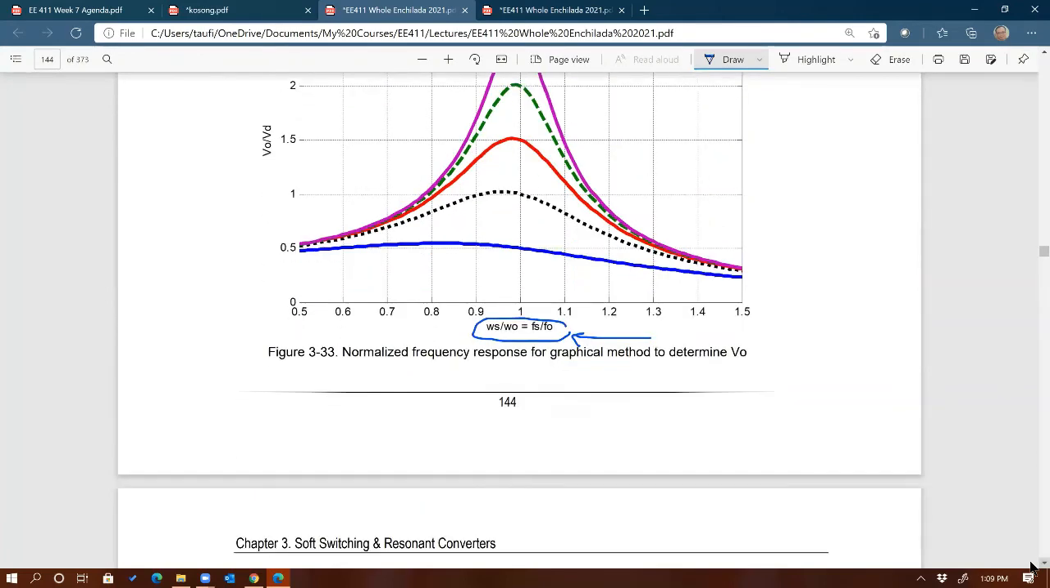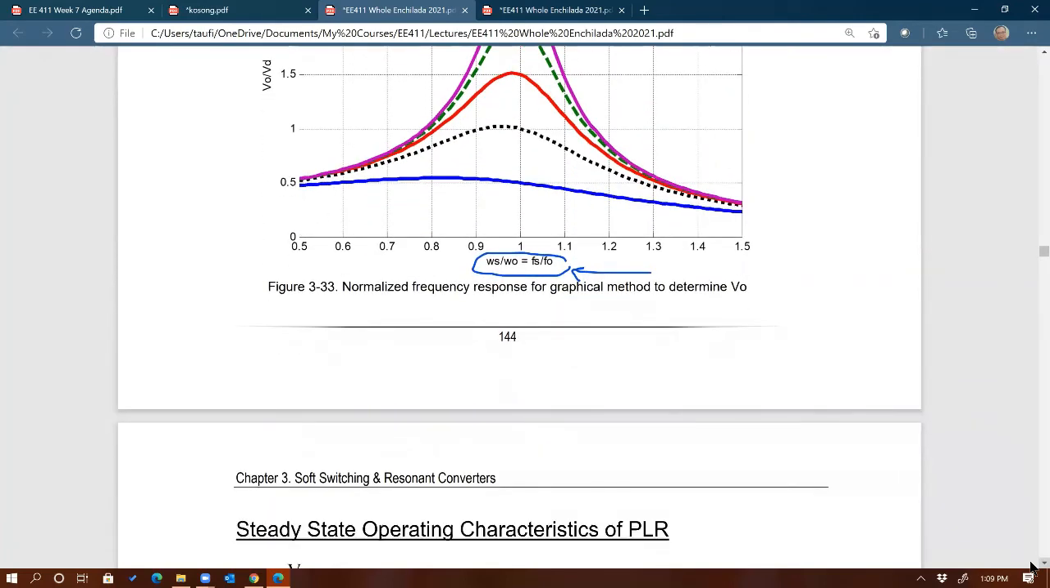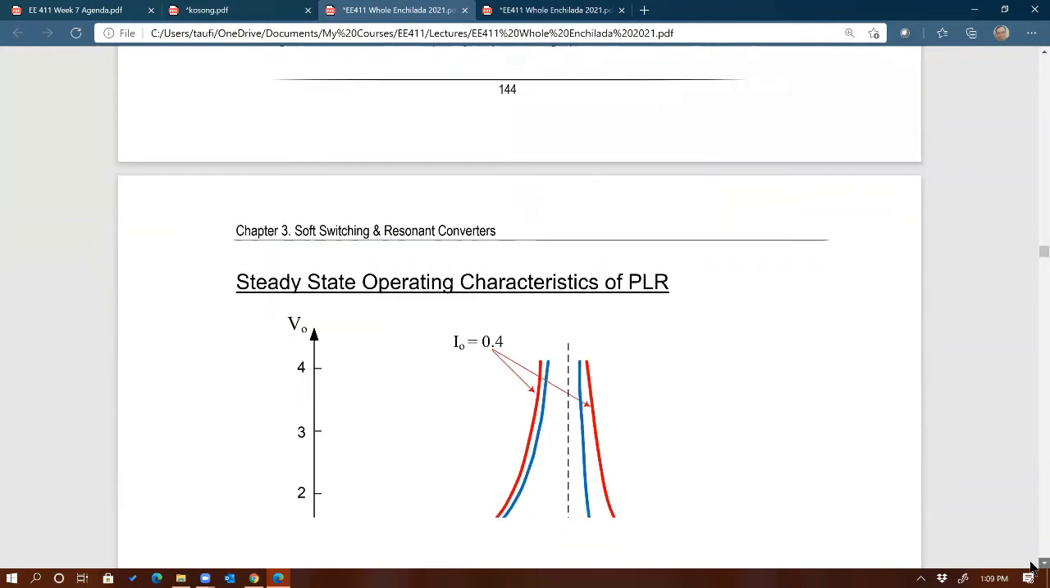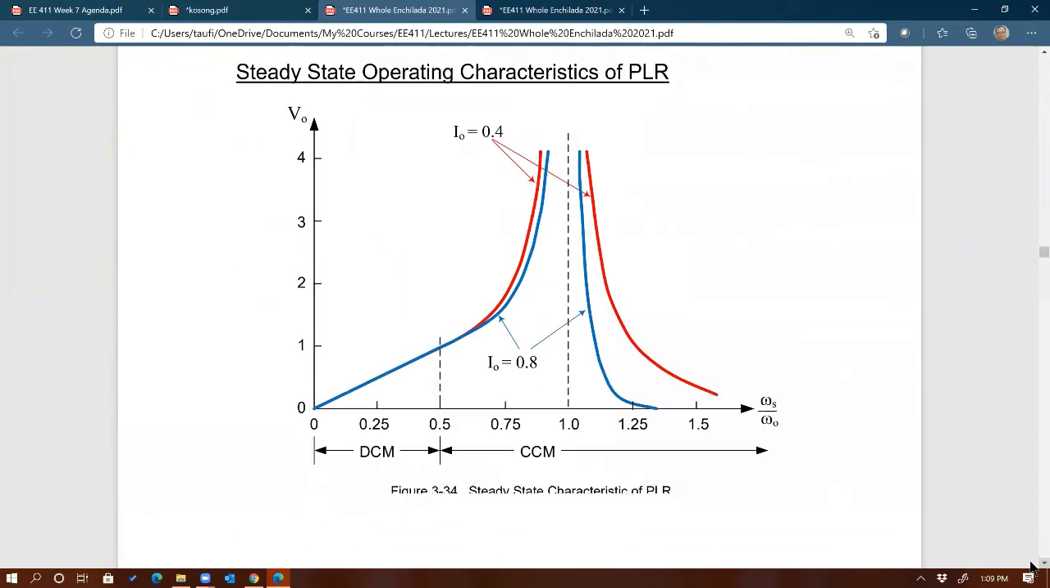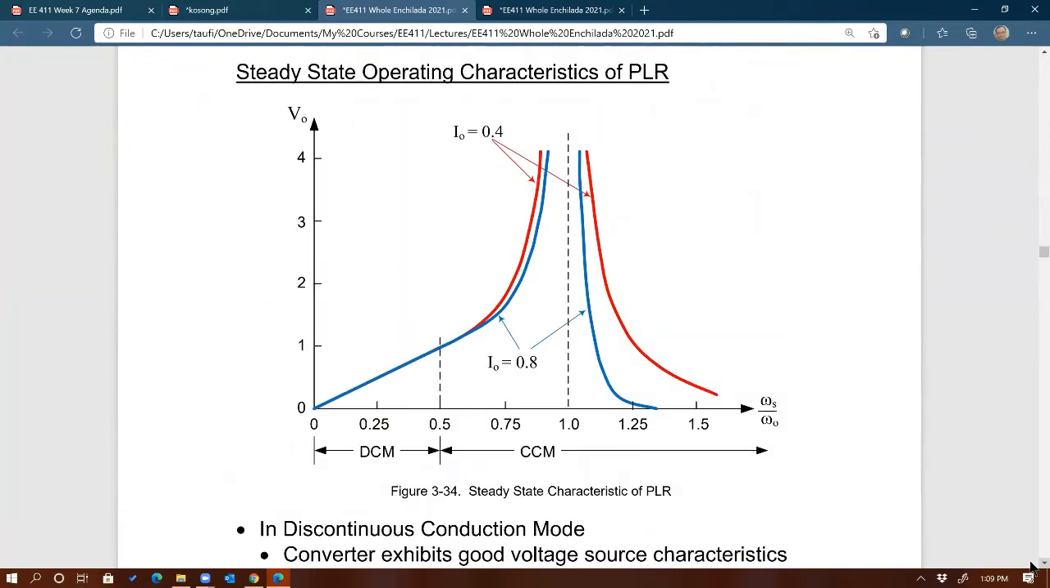All right. Are there any other questions? All right, if not, let's look at the steady state operating characteristics of PLR. Remember what we got from SLR?